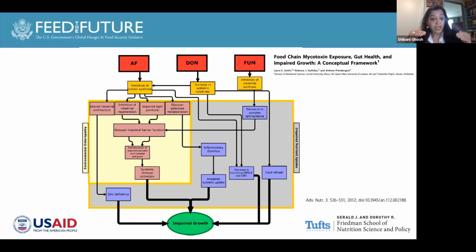And what Laura lays out is a very nice framework of how, based on existing literature, these mycotoxins could affect growth. Essentially what you see in the yellow box is the process of environmental enteropathy or environmental enteric dysfunction. So in a sense, what the authors are saying is that it's very possible that these mycotoxins affect growth and development in infants and young children through the process of affecting gut health and gut integrity, which is essentially defined as the process of EED, if you will.